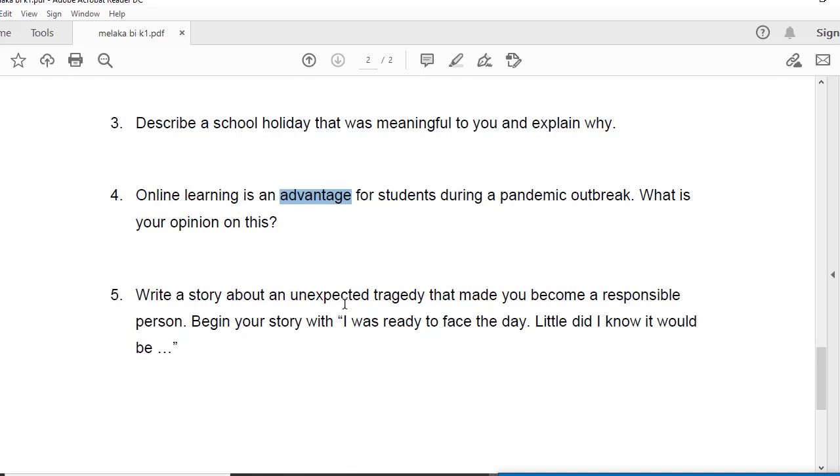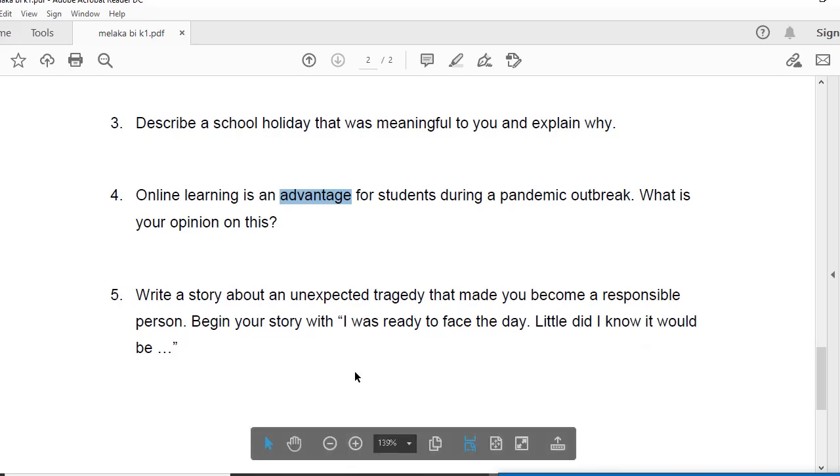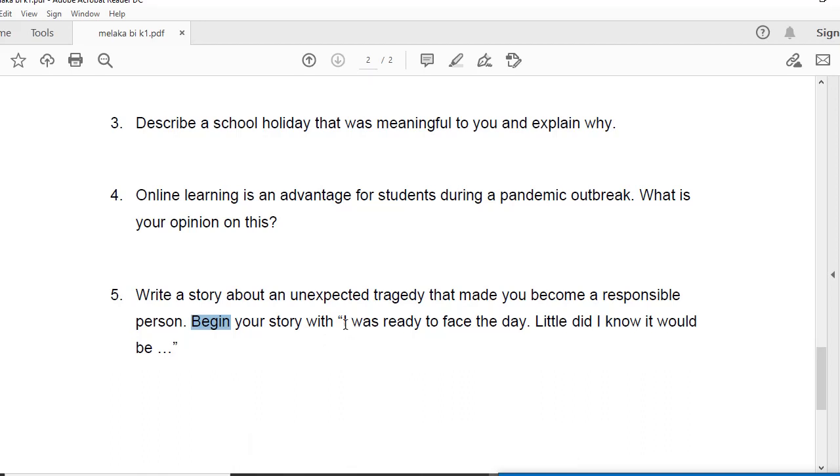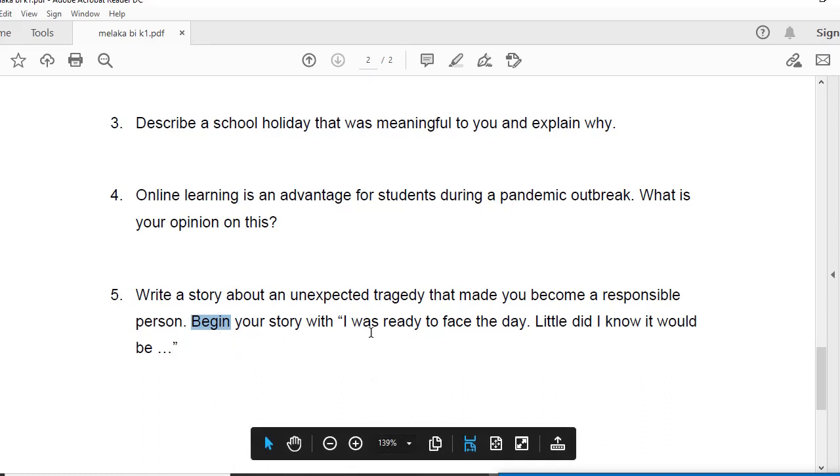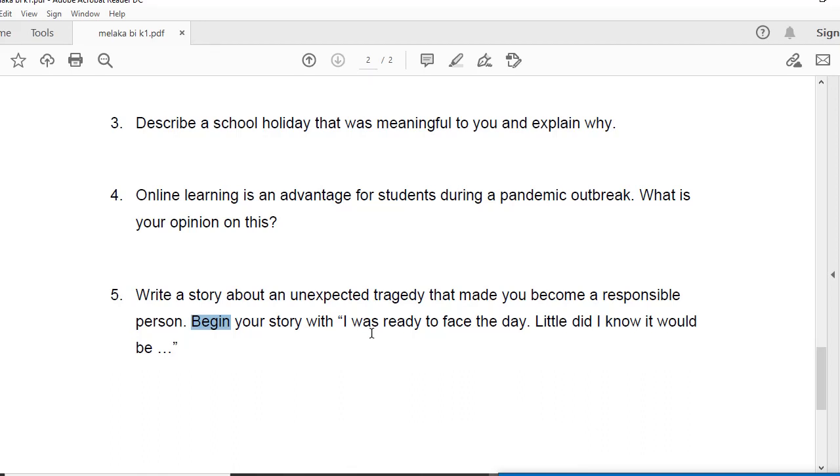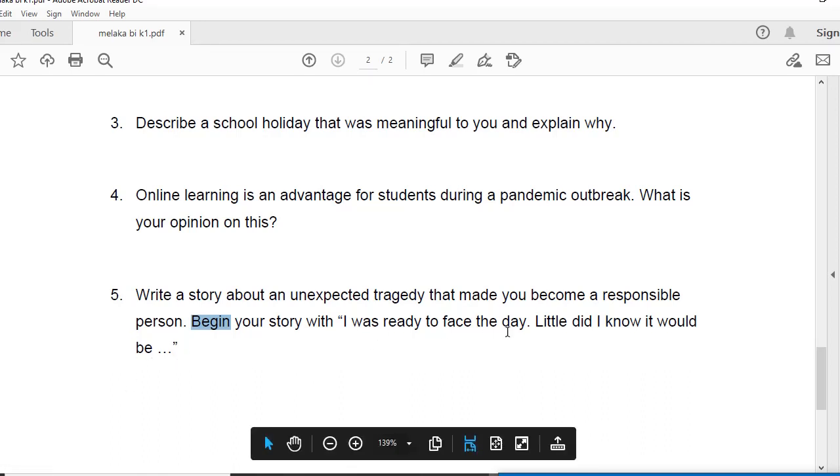Number 5, write a story about an unexpected tragedy that made you become a responsible person. Begin your story with, I was ready to face the day. Little did I know it would be... Okay, so sambung ayat itu. Begin maksudnya mulakan. In our trial paper, I give you the question and begin your story with. Meaning that the sentence must be the first sentence of the first paragraph. Okay, and you need to continue with your story. I was ready to face the day. Little did I know it would be the worst, for example. So whatever is your story.